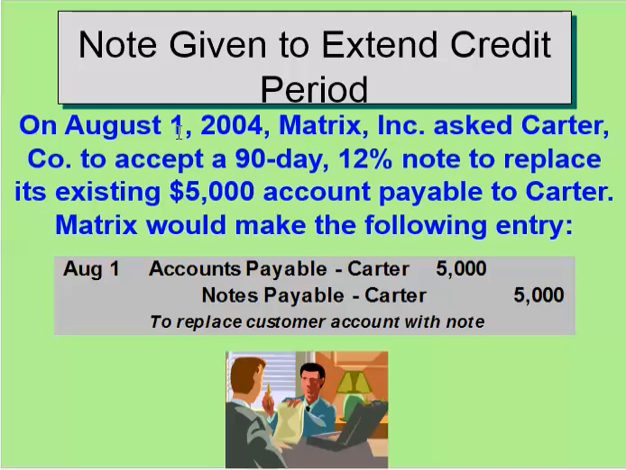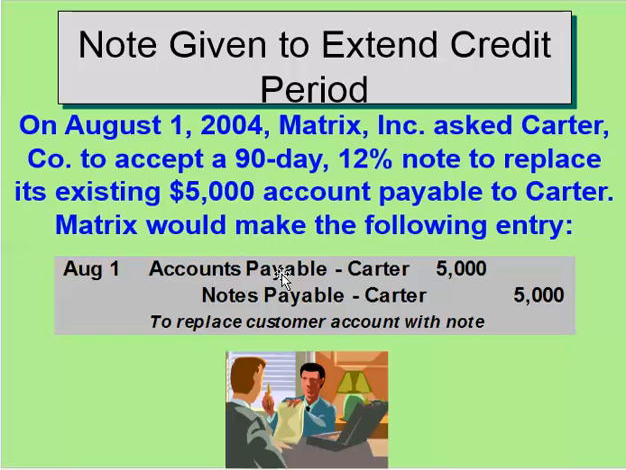Here's an example. On August 1st, 2004, Matrix Inc. asked Carter to accept a 90-day 12% note to replace its existing $5,000 accounts payable to Carter. So in this particular company, Matrix maybe doesn't have the money to pay Carter right away, but maybe they have a big job coming in 60 or 90 days, and they think at that time they'll be able to pay. So they ask Carter to say, hey, wait a minute, I can't pay you right now, but if you give me 90 days, I'll pay you the full amount plus interest, and that's what they're doing.